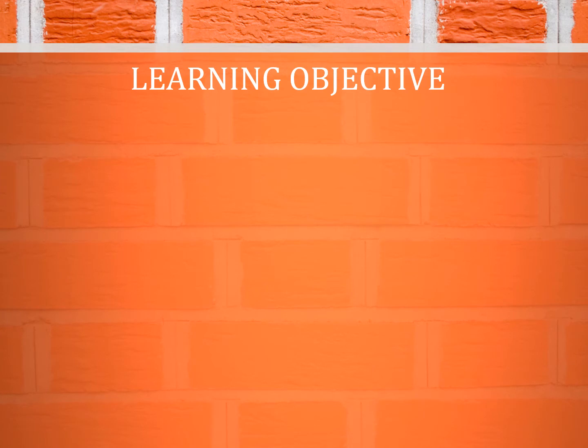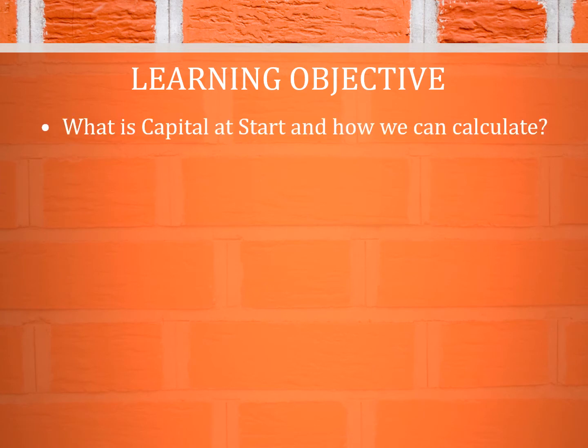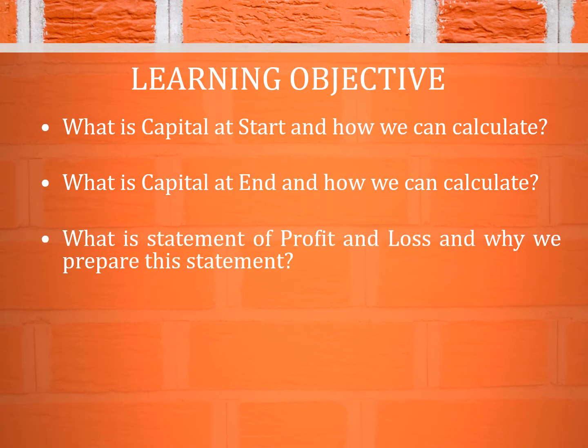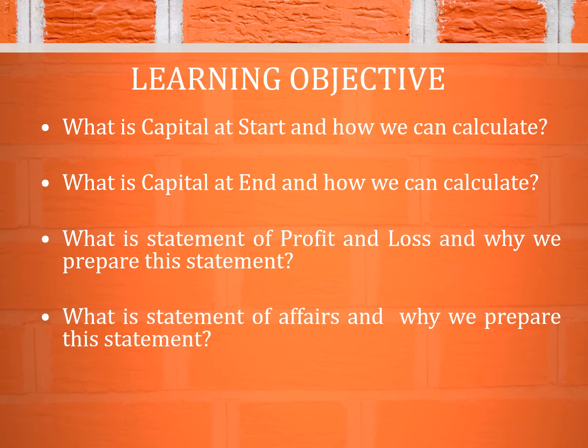In this chapter, as per the learning objectives, we should know what capital at the start is and how we can calculate it, what capital at end is and how we can calculate it, what a statement of profit and loss is and why we prepare this statement, and what a statement of affairs is and why we prepare this statement.